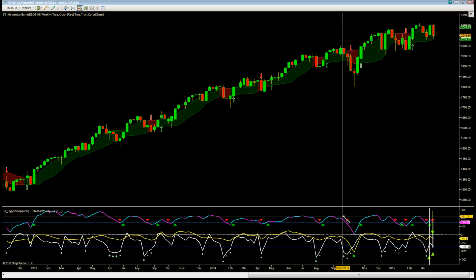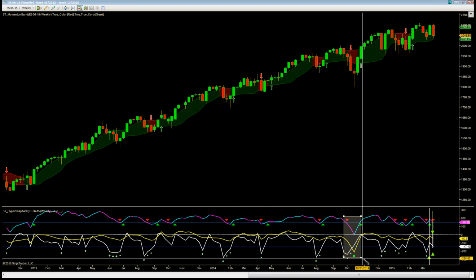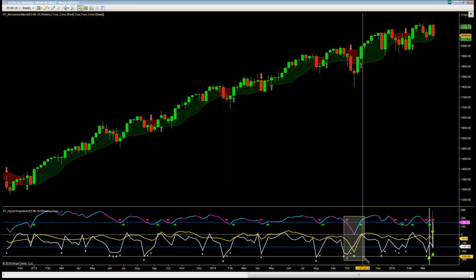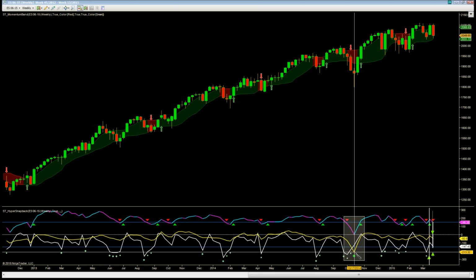So now you're really seeing the versatility of the HyperSnapback system, and these are scanned for you. You can be paying a bill, not even looking at your monitors, and you get a ding on your email, and your chart's all ready to go. Like I said, we like to keep it really simple. You're going to trade mechanically. There's no emotion involved in this. You can actually hear that in my voice.